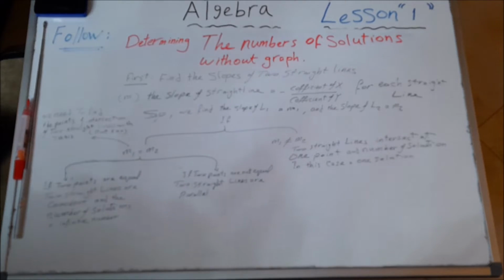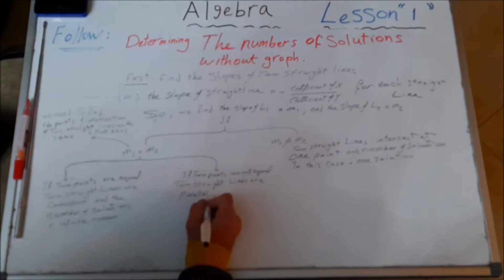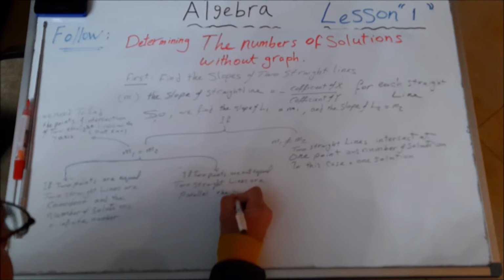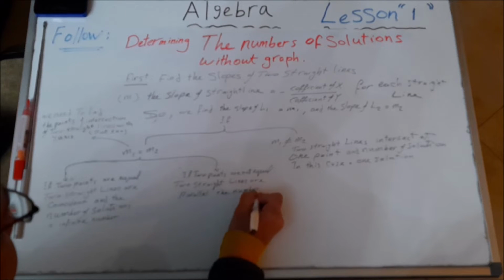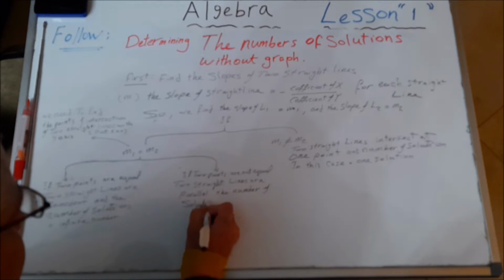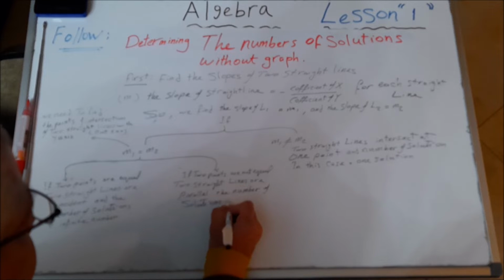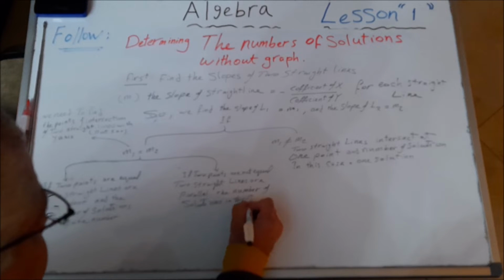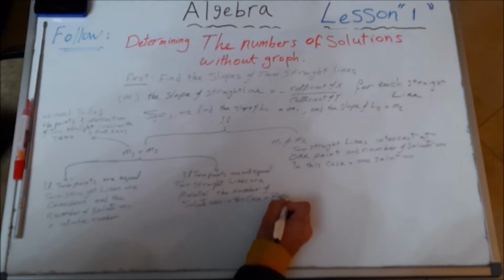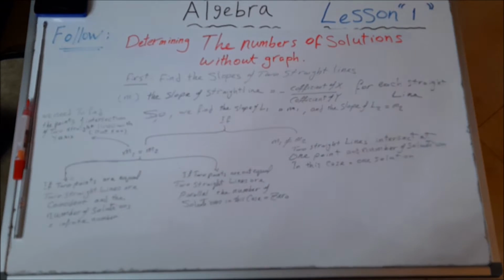طيب واحنا خدنا قبل كده لو التو ستريت لاينز كانوا parallel يبقى the number of solution in this case of solutions in this case equal ايه؟ 0.